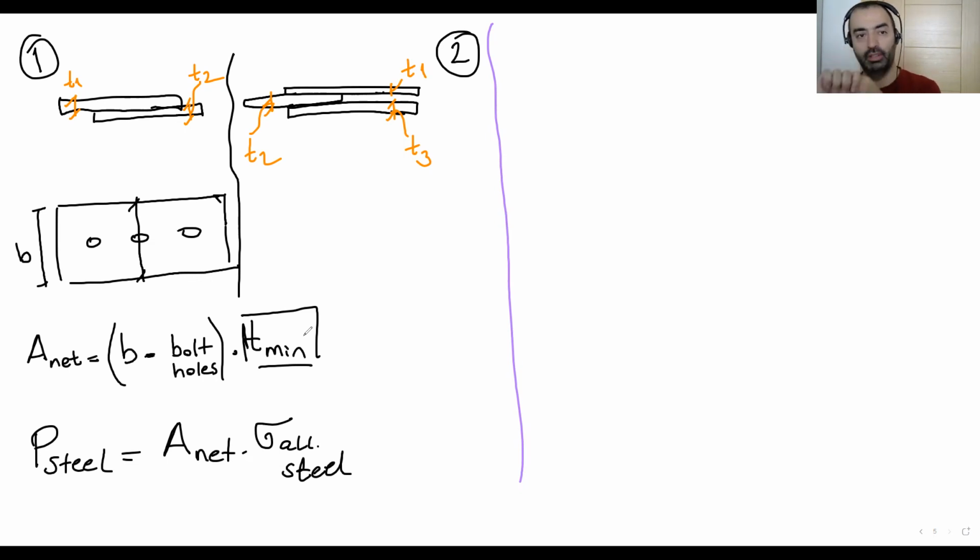So the minimum of these three gives you the capacity of that connection, not only the bolt. We are talking about the connection's capacity: how much load this connection can carry. Do these calculations, select the minimum of that. That's it.